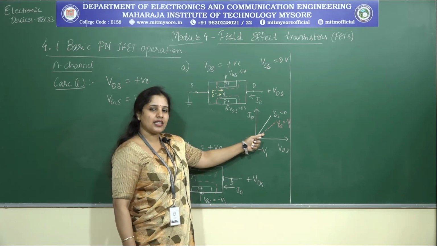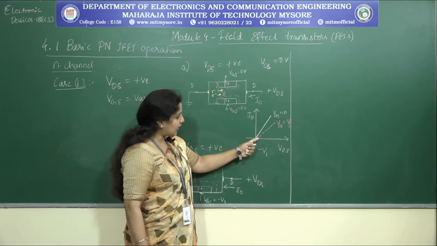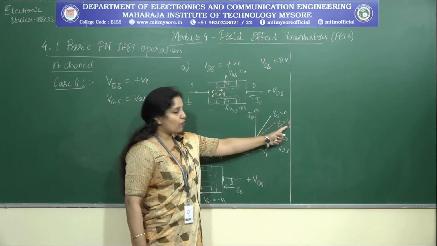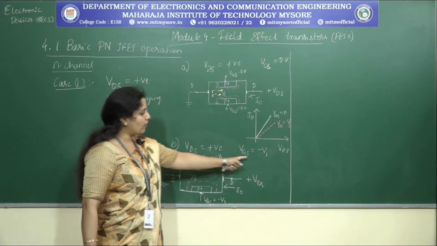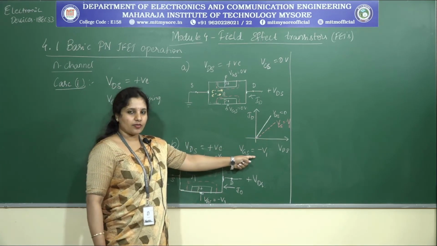The resistance increases and the slope reduces, and that decrease is shown by these dotted lines for a negative potential that I am providing across the gate to source voltage. This is the case for VGS equal to minus V1.